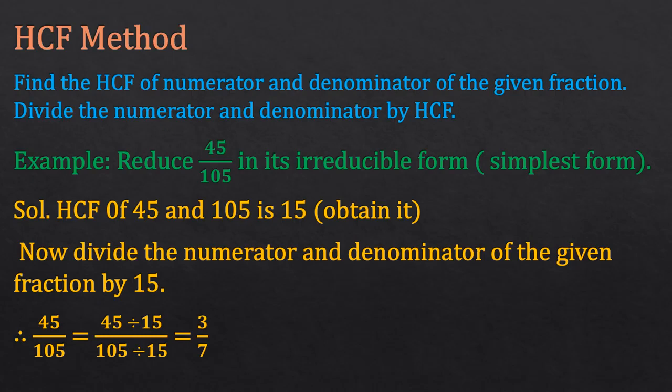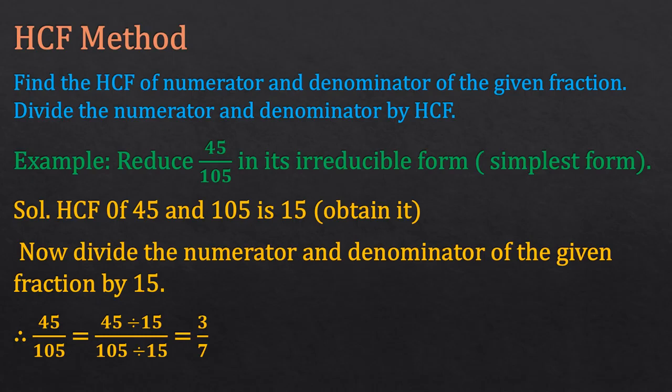Now what you have to do in this method? You will first of all find out the HCF of the numerator and denominator both. This you have learned, how to find out the HCF. And then divide the numerator and denominator both by the HCF and you will get the fraction in the simplest form. Now see one example.